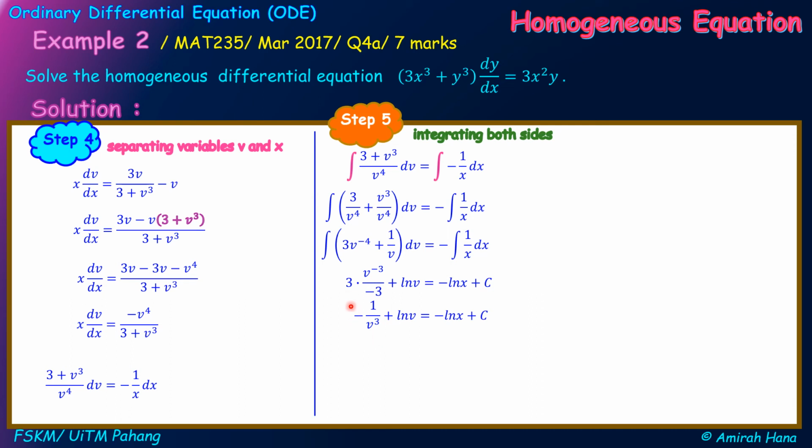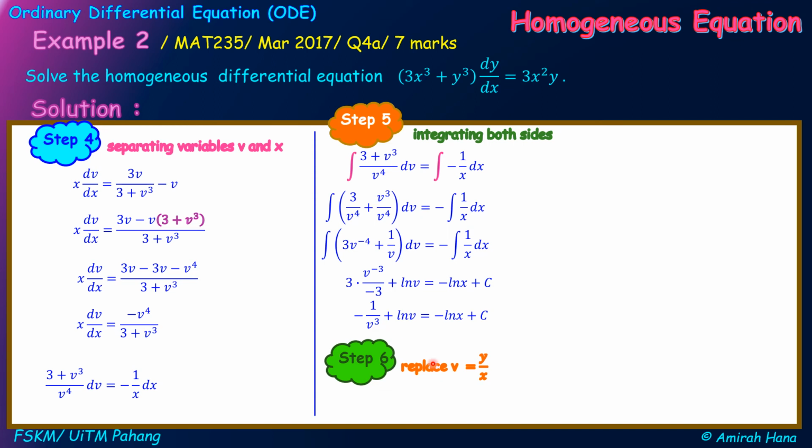After that, we simplify. We can simplify 3 here and 3 from the denominator. So we have negative, and then we move v to the power of negative 3 to the denominator. So we have negative 1 over v to the power of positive 3, or v cubed, plus ln v equals negative ln x plus c. And then we can continue with step 6.